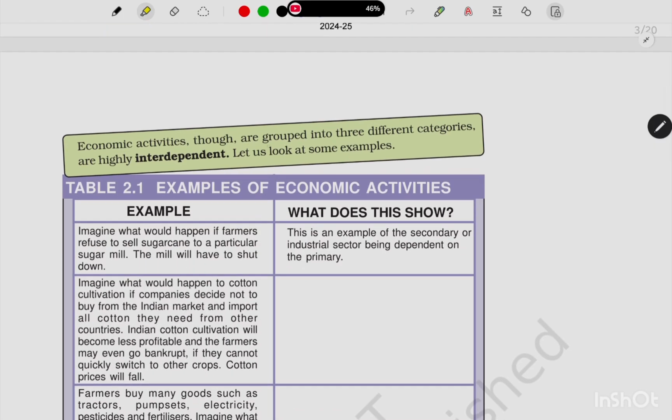Economic activities, though grouped into three different categories, are highly interdependent. Let us look at some examples.